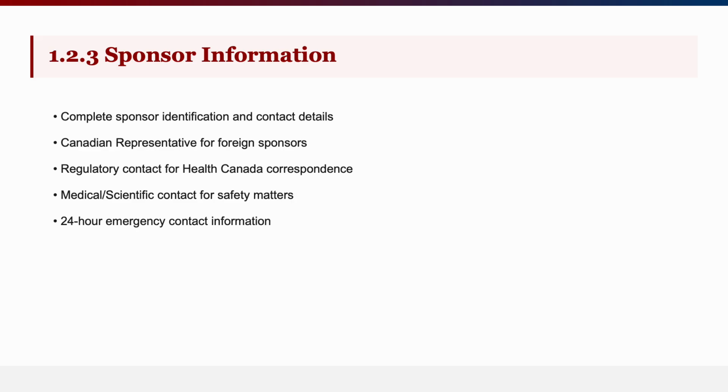The regulatory contact is the primary point of contact for Health Canada correspondence. This person should be knowledgeable about the submission and authorized to respond to Health Canada inquiries. Response times to Health Canada requests can affect your review timeline, so choose someone responsive.